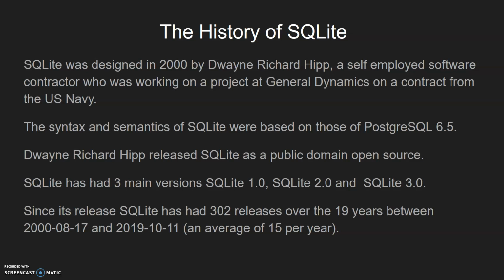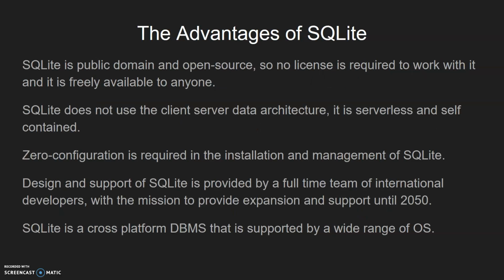Basically, there's been a huge amount of releases and versions of SQLite in the last 19 years. You can see 302 releases over 19 years, which is about 15 releases a year I worked out, which is pretty impressive. But it did go through three big iterations: SQLite 1.0, SQLite 2.0, and SQLite 3.0. Each of those versions marks big milestones and improvements on the engine.